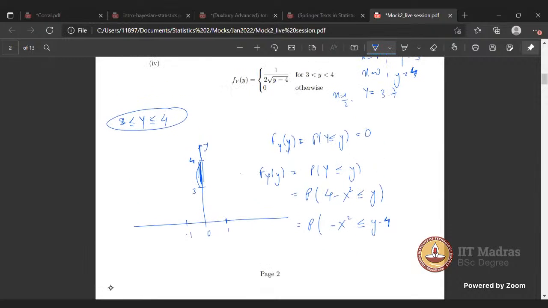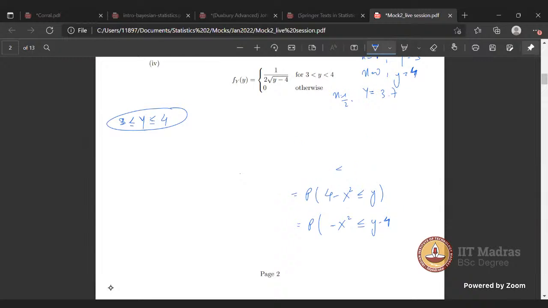I'll just erase all this and write the final step here. No, I think it is the CDF. Yeah, once you get the CDF, you will have to differentiate to get the PDF. Okay, if anybody has a problem in this, we can solve it completely. Otherwise, we can leave it.